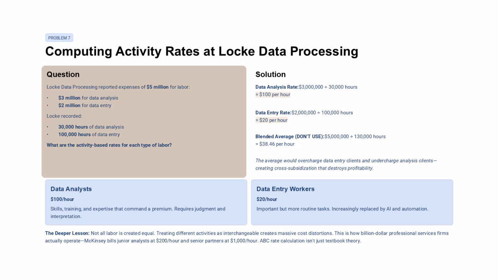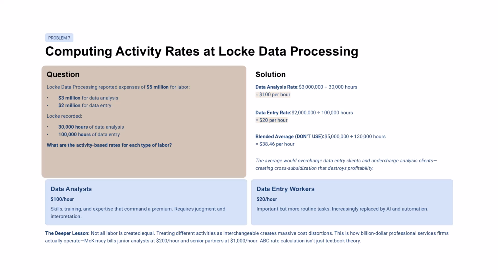Answer: data analysis rate equals $100 per hour. Data entry rate equals $20 per hour. This problem reveals one of ABC's most powerful insights. Not all labor is created equal, and treating different activities as interchangeable creates massive cost distortions.